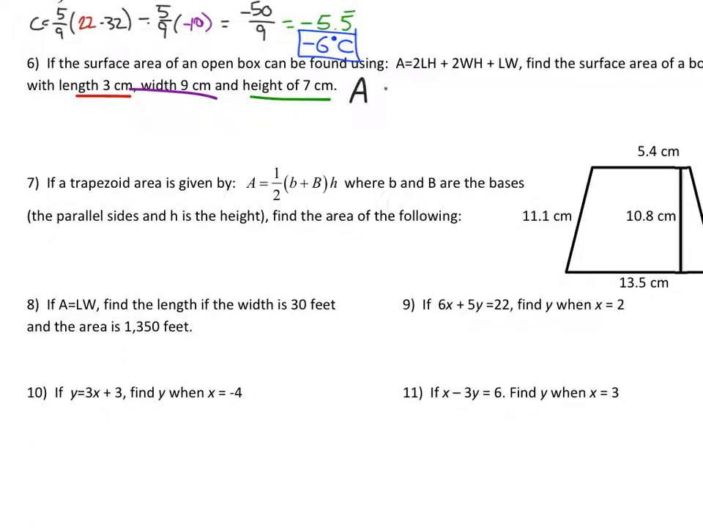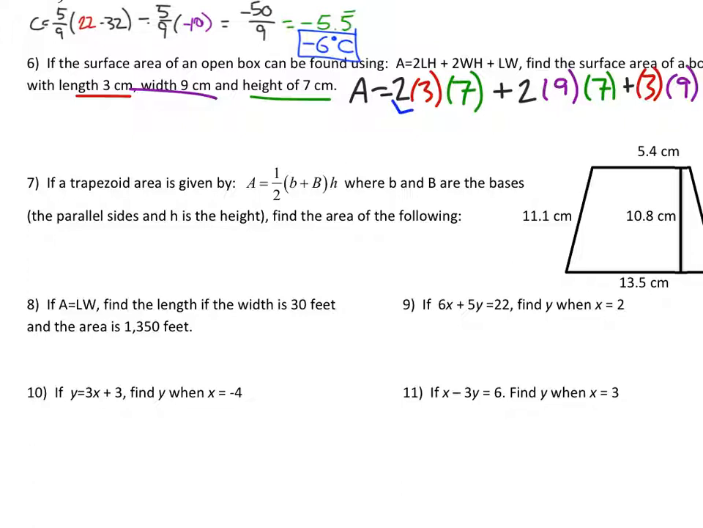So the area is 2 times the length, which is 3, times the height, which was 7. Then we'll add that to 2 of the width, which is 9, and multiply that by the height, 7. Then we'll add the length, which is 3, and multiply that by the width, which is 9. And from here, we're just looking to evaluate these.